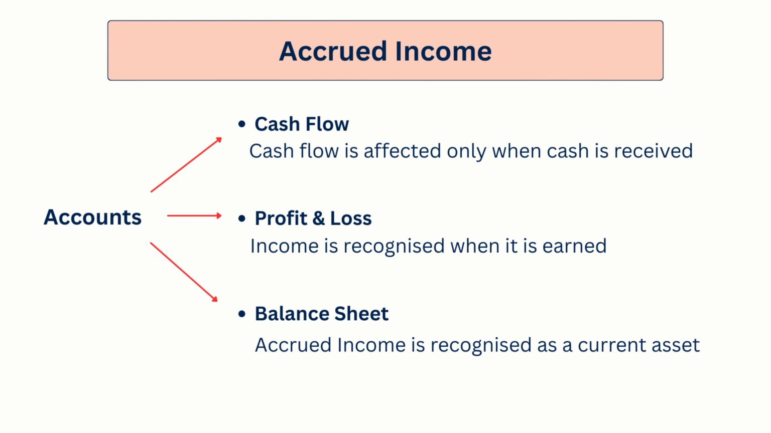Now let's think about which accounts are affected when we have accrued income. Cash flow is only affected when cash is actually received. The profit and loss account works differently. Income appears in the profit and loss when it is earned, not when the cash is received. This is the accruals concept in action. We show accrued income as a current asset on the balance sheet.